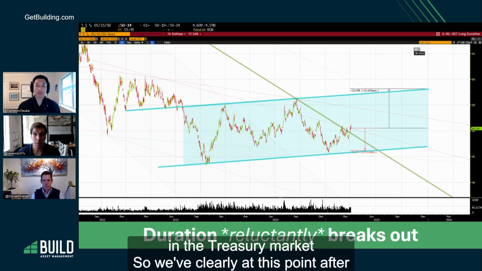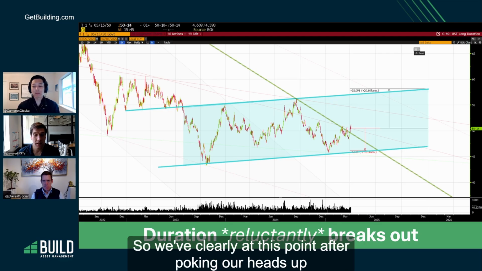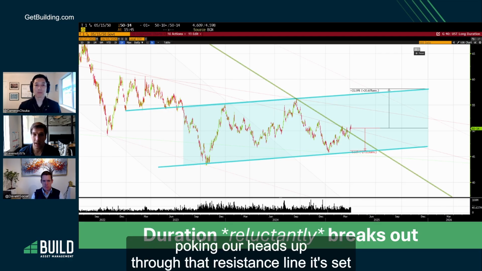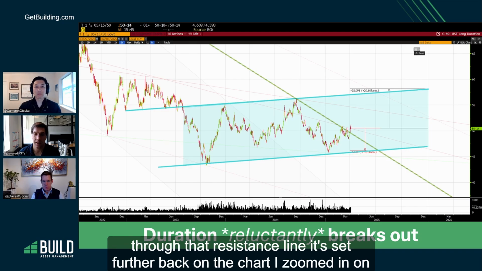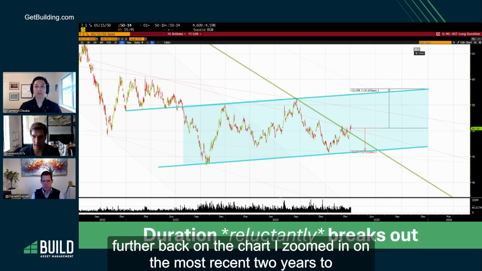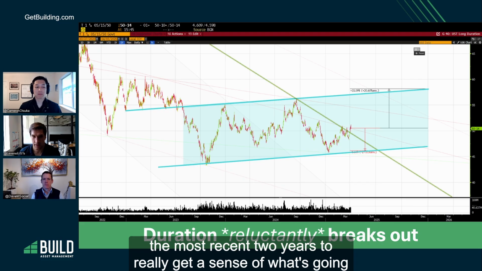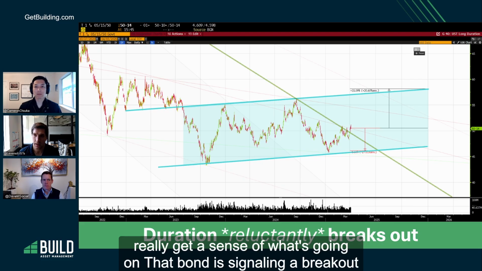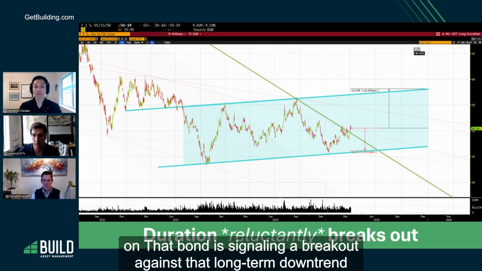So we clearly at this point, after kind of poking our heads up through that resistance line, it's set further back on the chart. I zoomed in on the most recent 2 years to really get a sense of what's going on. That bond is signaling a breakout against that long-term downtrend.